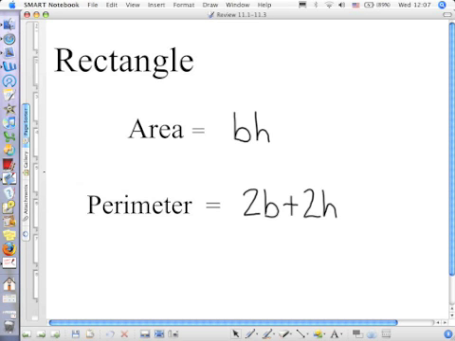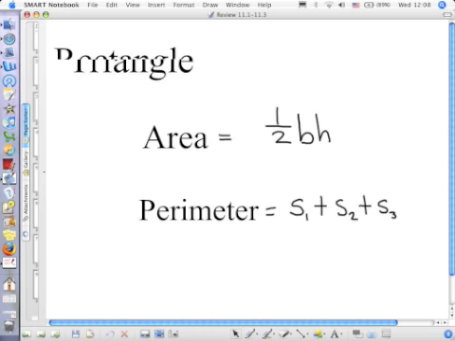Okay, the first thing we have is a rectangle. Remember, the area of a rectangle can be found by multiplying the base times the height, while the perimeter is 2 times the base plus 2 times the height, because the opposite sides are equal to each other. And remember, perimeter is like putting a fence around a pasture. It's a linear measurement, while area is square, or like square footage, trying to figure out how much is in the pasture.